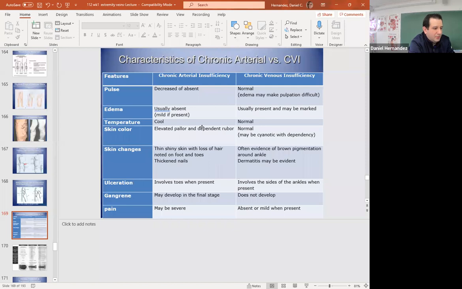So this is just another chart breaking down chronic arterial insufficiency versus chronic venous insufficiency. So remember, insufficiency is inadequate blood flow. So pulses with arterial would be decreased or absent. Again, some of the skin color changes are different. With arterial issues, typically the patient will be cool to the touch. With venous insufficiency, the skin will have normal temperature. With arterial, we can have a patient with pallor or dependent rubor. Venous insufficiency typically will have normal skin color, except for the areas where we have that hyperpigmentation.